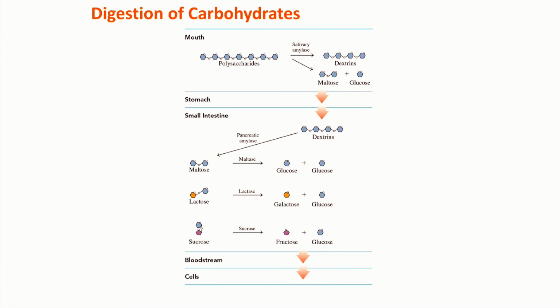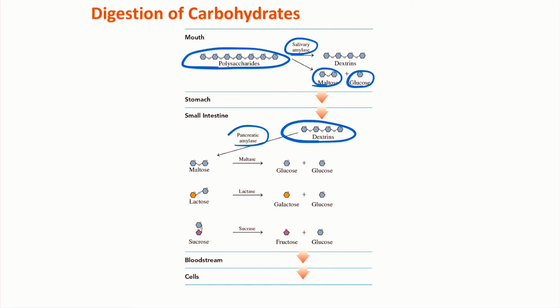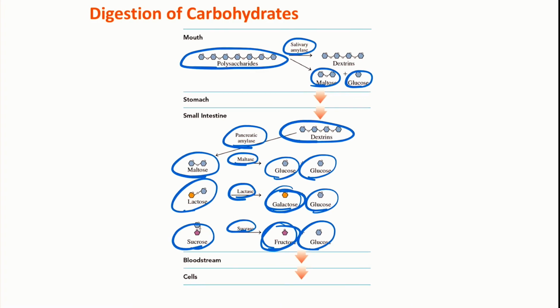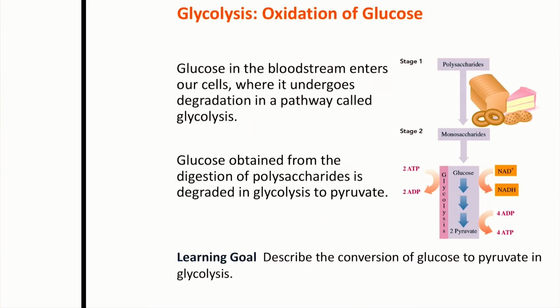So what happens in the mouth? First, polysaccharides are split into dextrins, maltose, and glucose. In the stomach, nothing much changes because of the low pH. Once it enters the small intestine, the dextrins, using pancreatic amylase, create maltose. The maltose, using the enzyme maltase, is split into glucose. The lactose molecule, using lactase, creates galactose and glucose. The sucrose molecule, using the sucrase enzyme, creates fructose and glucose. The fructose and galactose go into the liver, get converted into glucose, and enter back into the bloodstream. That is the primary source of energy for your cells.